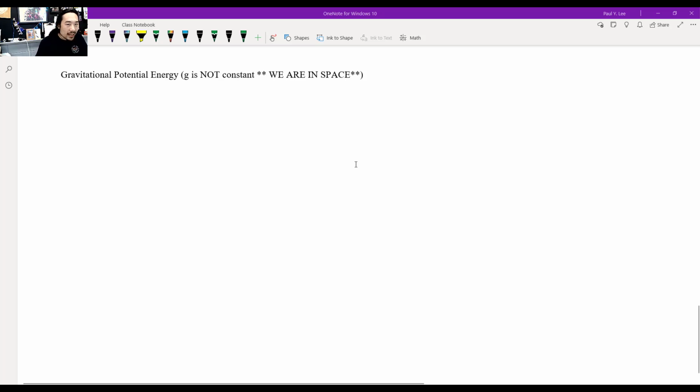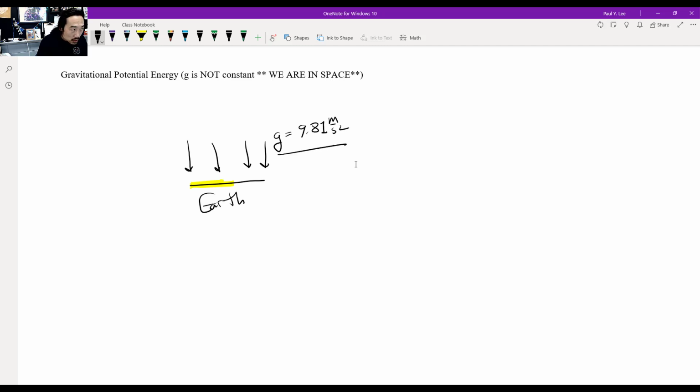So let's talk about the idea of g being constant and g not being constant. Here on Earth, if this is my floor, we say that the gravitational field is pointing downwards. It always points towards the Earth, and our g is a constant 9.8. I know in class we use 10, but technically it's 9.81 meters per second squared. So this is a constant. When we have a constant gravitational field, we use mgh.